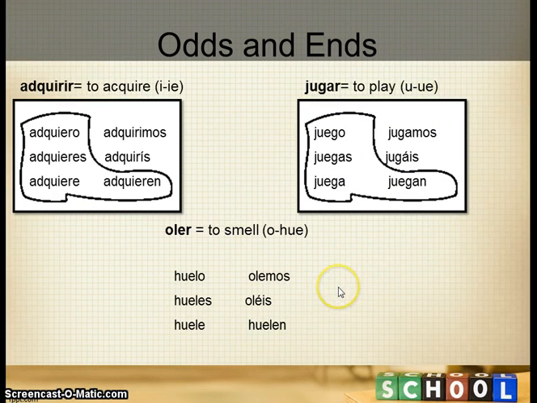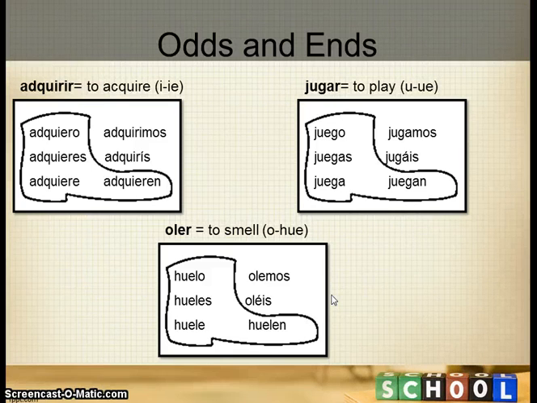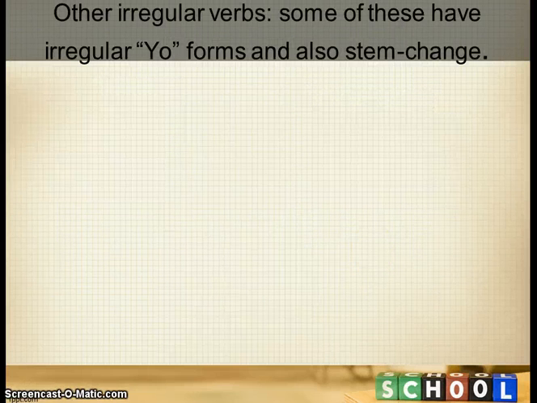And then oler means to smell, and that one's really different. That one is going to have an H in front of the stem change because Spanish doesn't like to start a word with a stem change, so it wouldn't make sense to just start it with an O or a U. So you have to have a consonant in front of that stem change. That's why it goes from an O to an HUE. So really this is an O to UE verb, but you have to have an H in front because it's not going to start a word with a stem change.